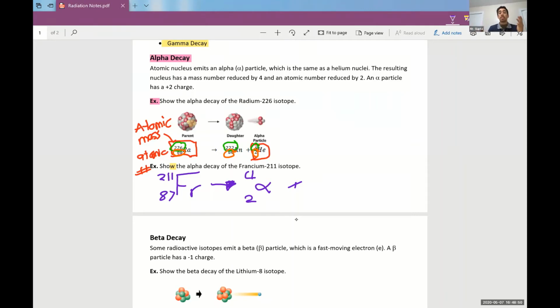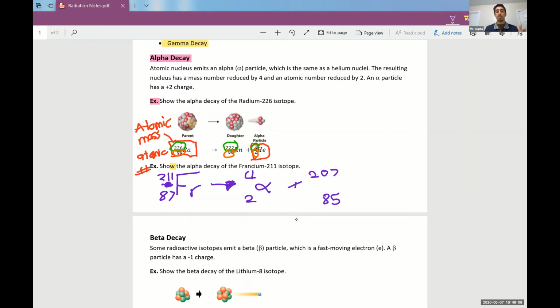So the numbers need to balance. On the left side, we have 211. So on the right side, 4 plus what equals 211? So it would be 207. And if we do the same thing on the bottom, you would get 85.